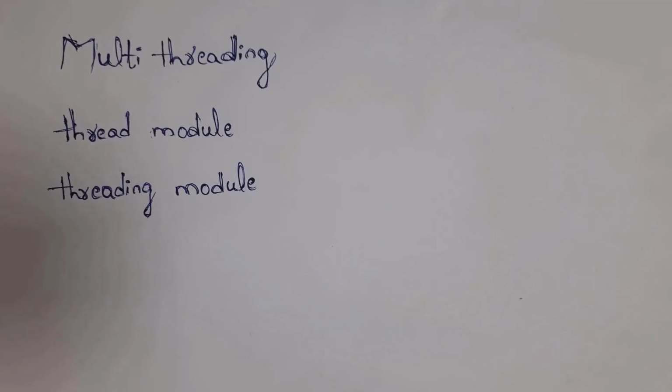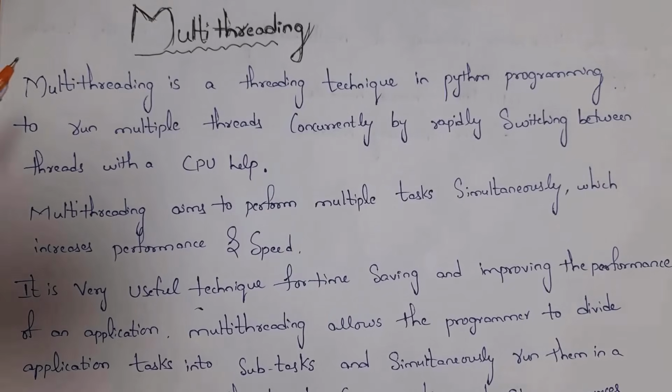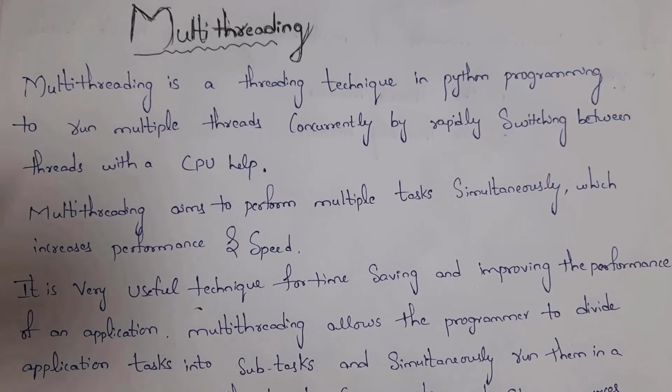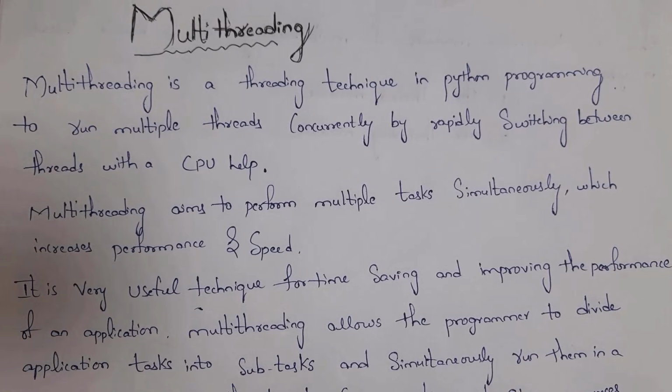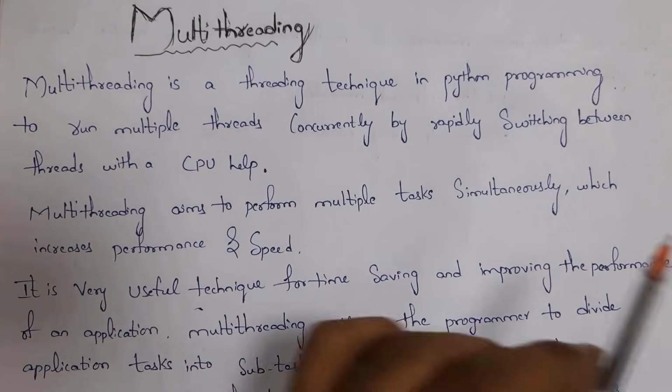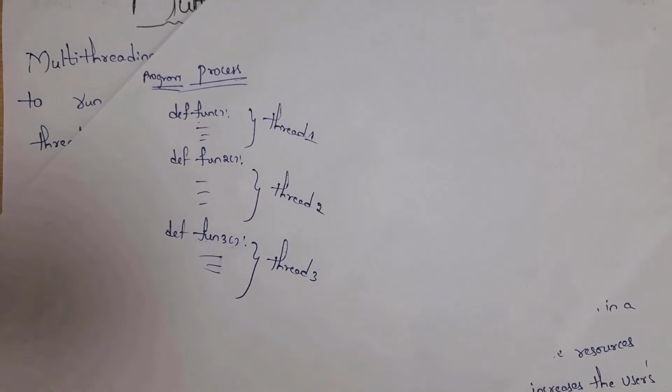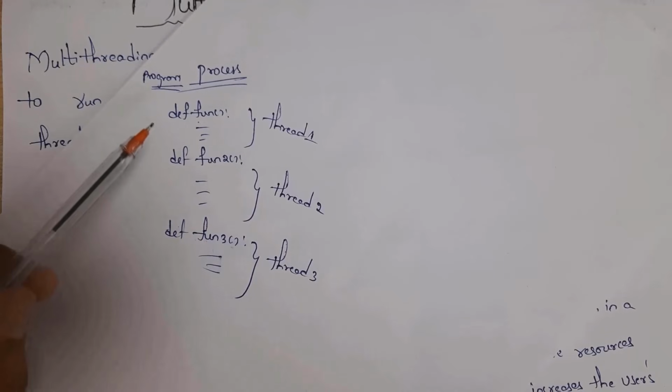Next I will explain what multithreading is. Multithreading is a threading technique in Python programming to run multiple threads concurrently by repeatedly switching between threads with a CPU's help. For example, this is a Python program. Now I am executing this program.